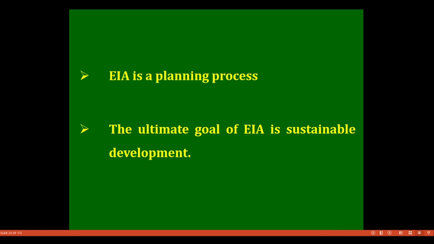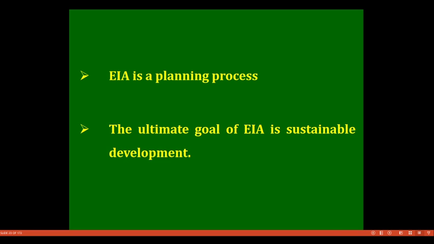How can it be considered as a planning process? As I mentioned earlier, EIA predicts, analyzes and interprets the significant environmental effects of a development proposal, and these results will be useful for decision making. So EIA carries out a lot of step-by-step activities, ultimately helping the government to take a decision regarding the fate of a particular project. So it can be considered as a planning process.